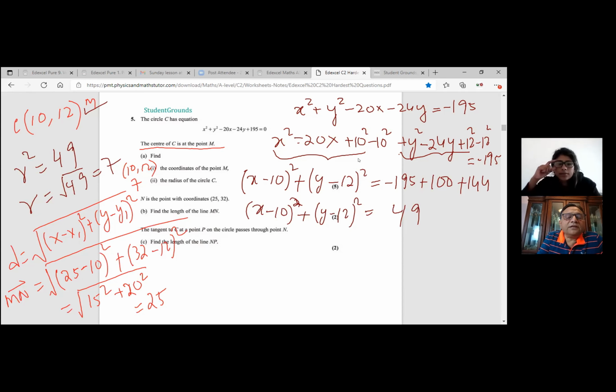Now, the tangent, can you please read this part? Tangent to C at a point P on the circle passes through point N. Find the length of the line NP.